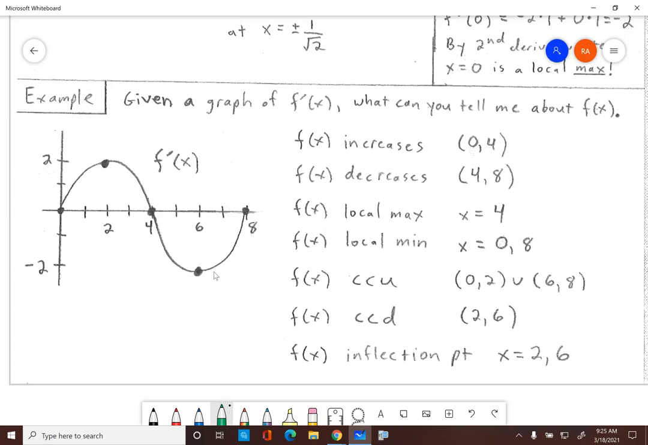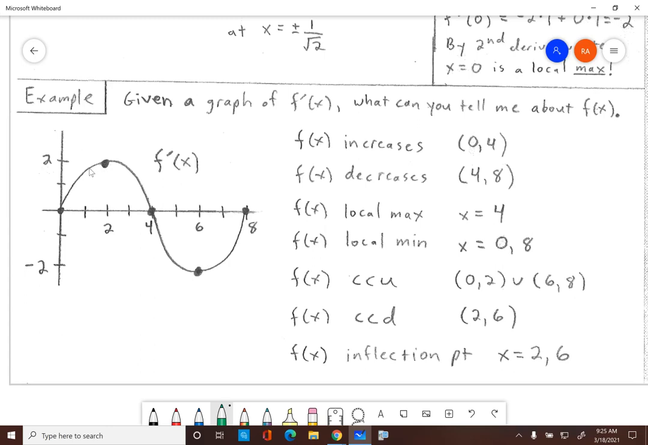And then from 2 to 6, this graph is decreasing. Since this graph is decreasing, its derivative will be negative. Well, the derivative of this graph is the second derivative of the original function. So since the second derivative is negative, the original function has to be concave down. And I will have points of inflection at 2 and 6.